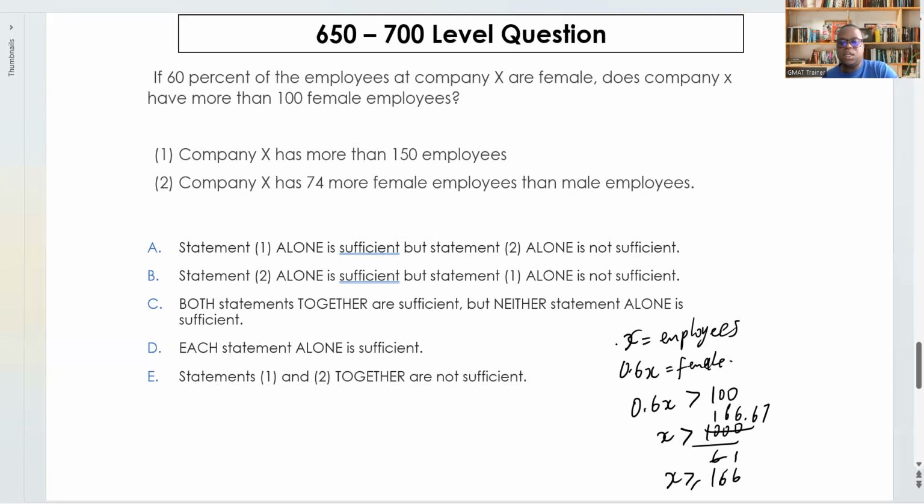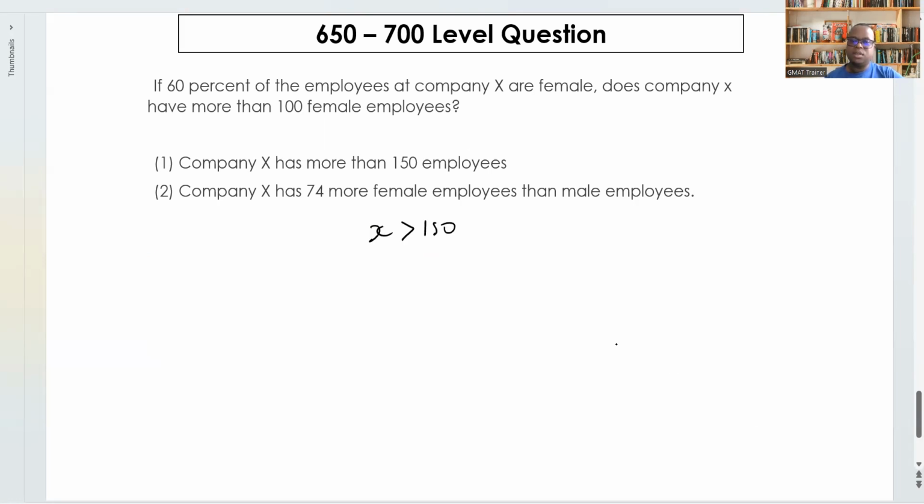But if it falls on the other side, if it is less than 166, then the answer will consistently be no, which is also sufficient. So if we can get this threshold, then we have sufficiency. But if the number of all employees can be less than 166 and at the same time also more than 166, then that statement is not sufficient. Therefore, let's start evaluating the statements one by one.